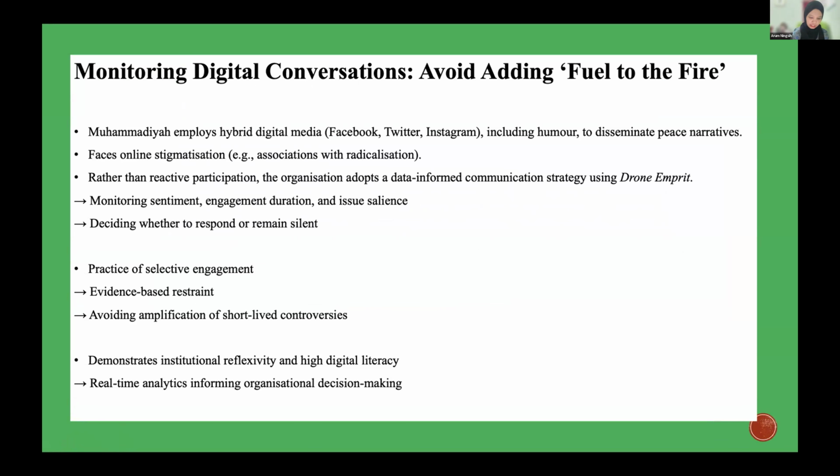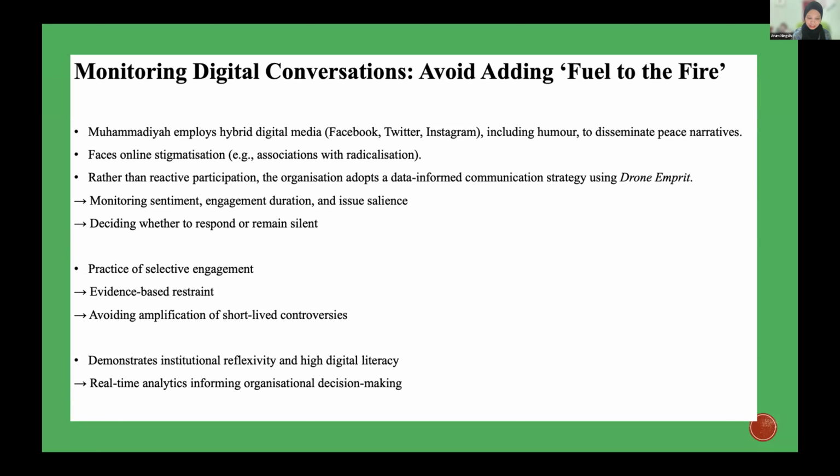Muhammadiyah actively employs multiple digital platforms, including Facebook, Twitter, and Instagram, to disseminate a message of peace, sometimes even using humor as a communicative strategy. However, operating in Indonesia's socio-political landscape means navigating sensitive issues, particularly in the context of violence and terrorism. The organization has at times faced stigmatization, including association with radicalism.